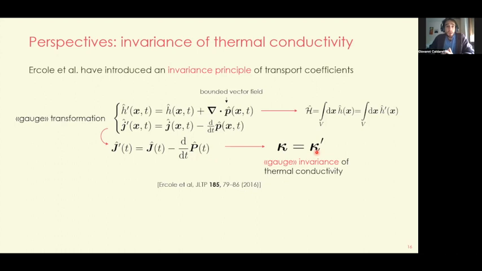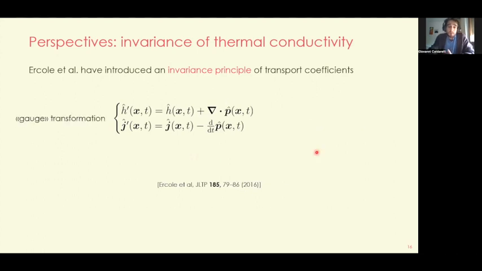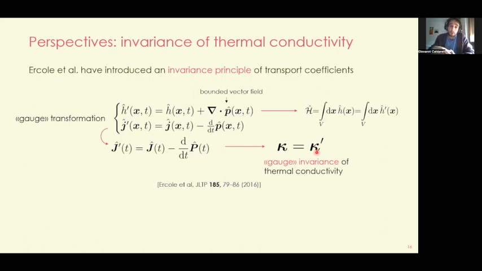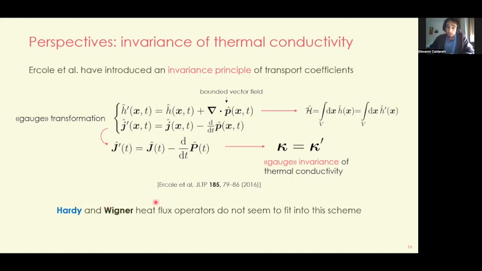And so our question was, is our numerical consistency a consequence of this gauge invariance? Well, the fact is that the two definitions of the heat flux that we found, the Hardy and the Wigner heat flux operator, do not seem to fit into the scheme. They don't seem to be connected by a gauge transformation. So their difference is not a total time derivative of a bounded vector field.